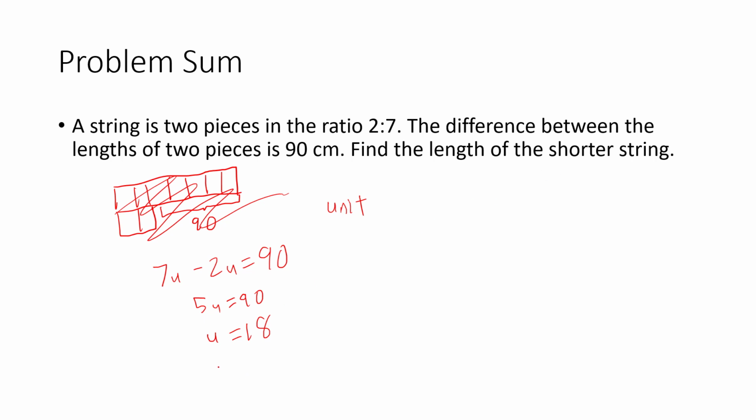So the shortest string is just 2 units, so 18 times 2 will give me 36. And that's all, folks. Just remember to stop using arrows. You can just use u as unit, even though you are kind of supposed to write the whole thing out, but come on, cheat a bit.